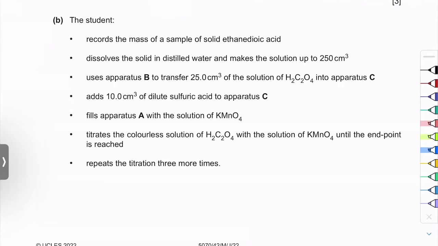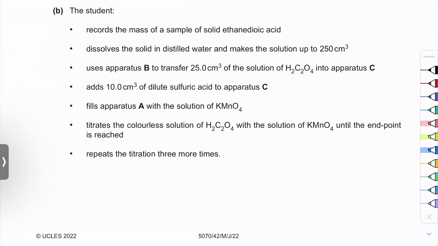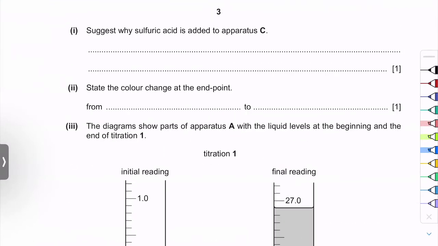So that's just one thing you have to keep in mind for physics and for chemistry, that repeating only affects the error made by the person who is doing it, not the error that is faulty in the instrument. Anyway, let's move ahead. Suggest why sulfuric acid is added, we also talked about this.